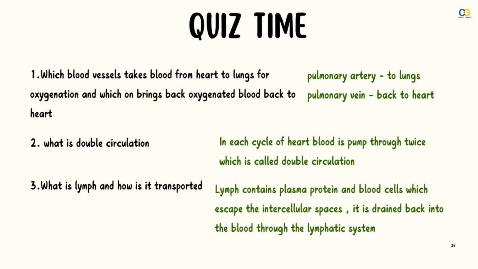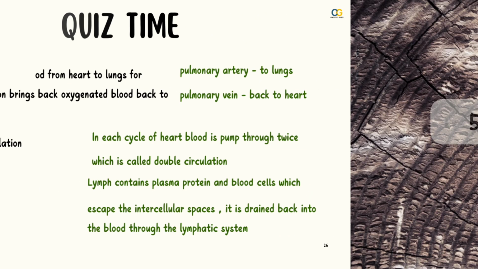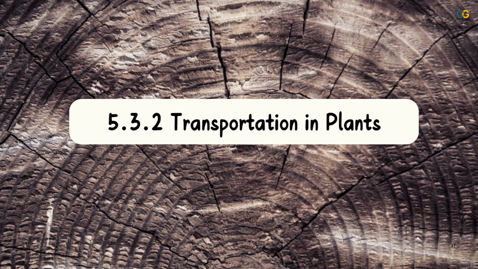Lymph contains plasma, protein, and blood cells which escape in the cellular spaces. It is drained back into the blood through the lymphatic system. Now, let us move to transportation in plants.